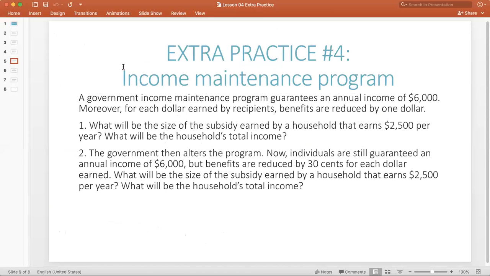So number 4, income maintenance program. A government income maintenance program guarantees an annual income of $6,000. Moreover, for each dollar earned by recipients, benefits are reduced by $1. So what will be the size of the subsidy earned by a household that earns $2,500 per year? What will be that household's total income? So this one isn't budget constraints. It's this subsidy program.